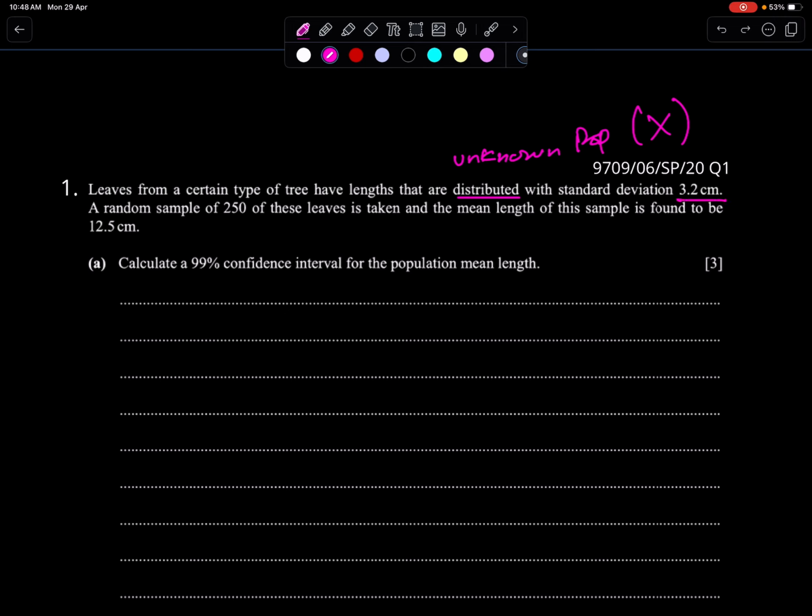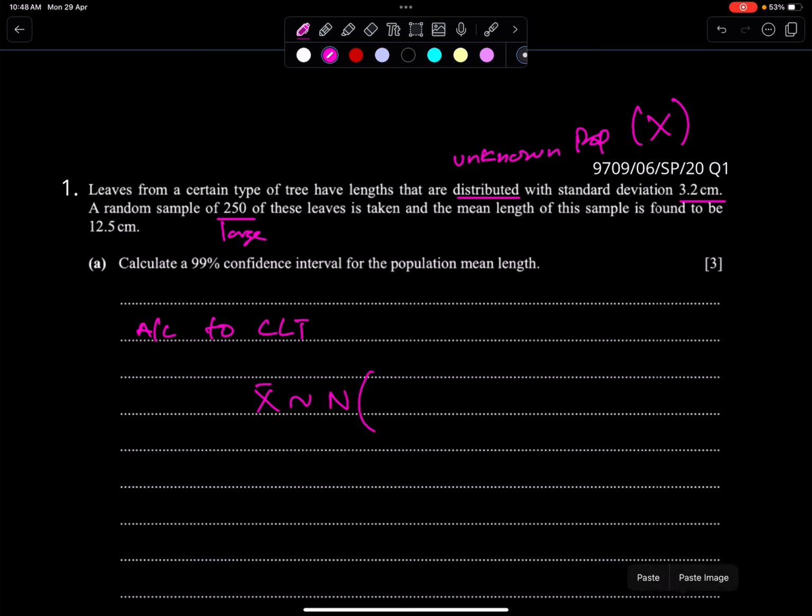With standard deviation 3.2, see, standard deviation is given. You have to count all three things. Name of the population, unknown, number 1. Number 2, standard deviation is given. And number 3, sample size is large. This is case B. So according to CLT, central limit theorem, x bar is approximately normal. When population is unknown and sample size is large, then we always use CLT. With mean mu and variance 3.2 square over 250.